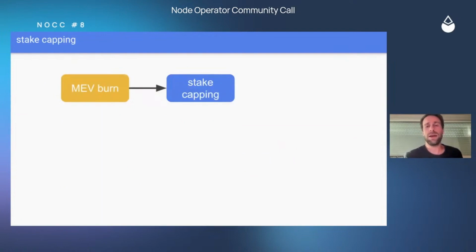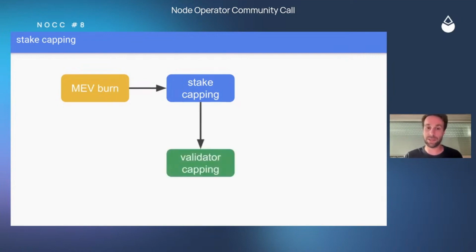And then I guess a final slide on this smoothing aspect is that once we're burning the MEV, we're actually unlocking what I call stake capping. So we're basically making it feasible for the beacon chain to have a cap on the total amount of stake. And this is useful for a couple of reasons.